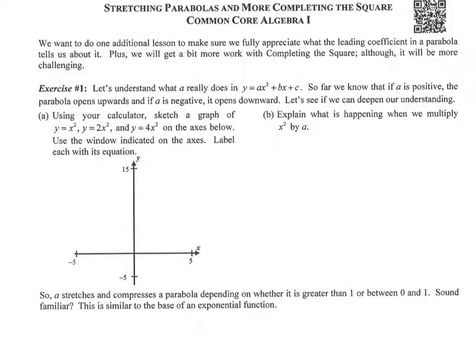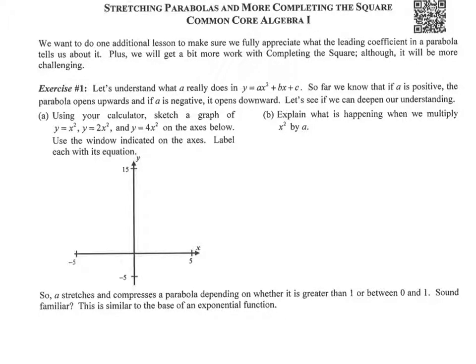We want to do one additional lesson to make sure we fully appreciate what the leading coefficient in a parabola tells us about it. Plus, we'll get a bit more work with completing the square, although it will be more challenging. Let's understand what a really does. So far, we know that if a is positive, it will be a happy graph. If it's negative, it will be a sad graph.